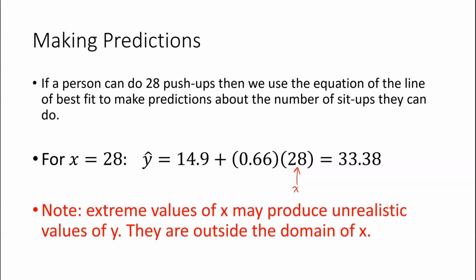Okay, we will see that there are extreme and unrealistic values of x and y outside of this domain that don't make sense, for example, negative values. But in general, we do have a range of values that are part of this domain that will make sense in this model.